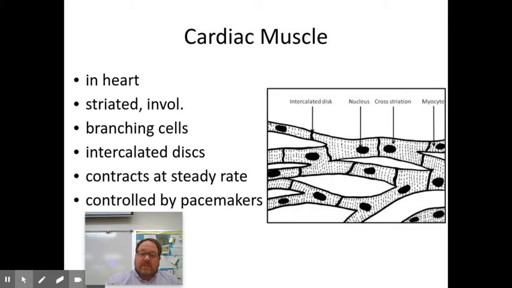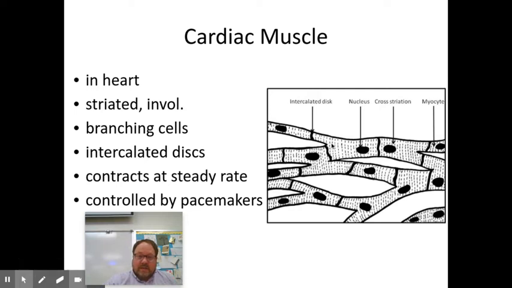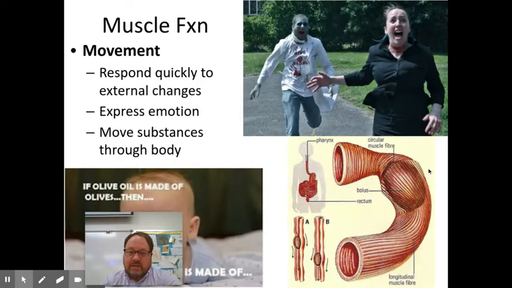Cardiac muscle is only found in the heart. It is striated, so you see these stripes. It's involuntary, so you don't have conscious control over when it contracts. Its cells are interesting, though, because they are branched. Since they split, there's an interconnectedness between cells that allows rapid communication between the muscle cells, so they can contract in unison.